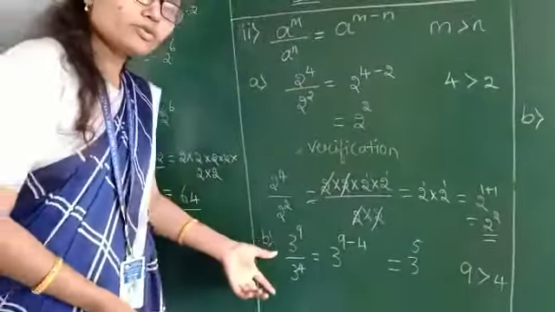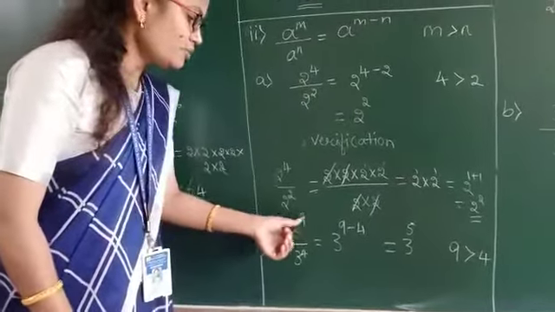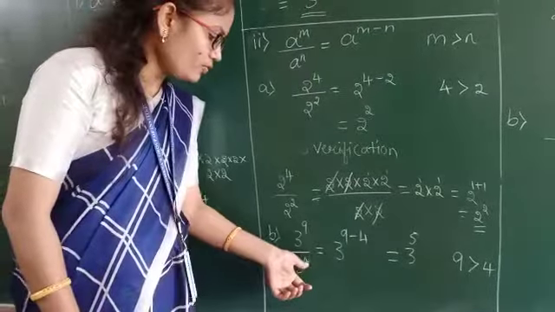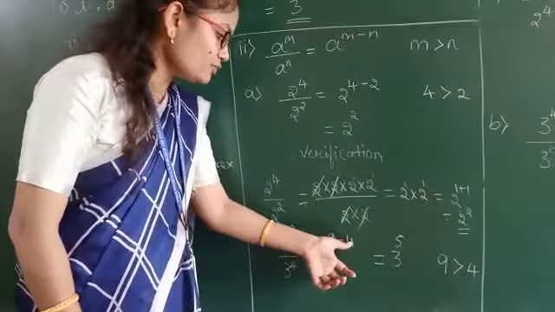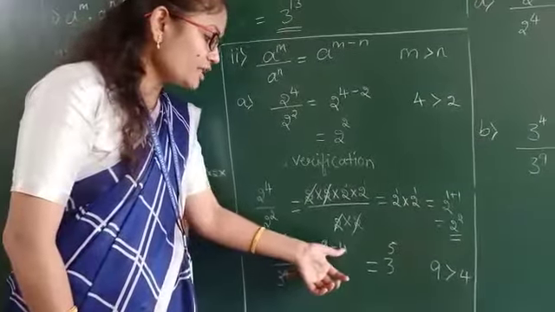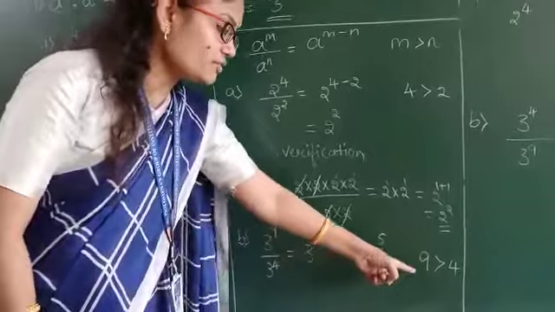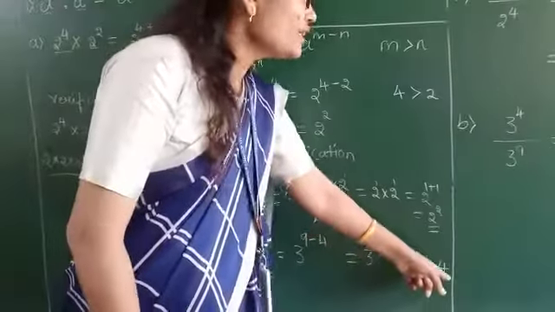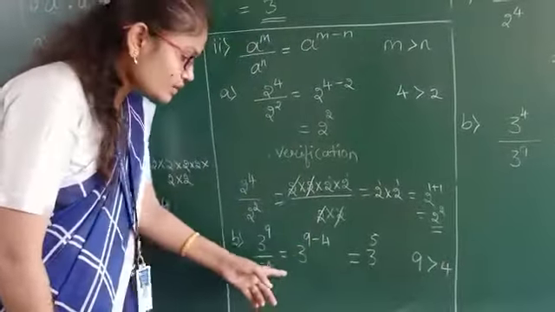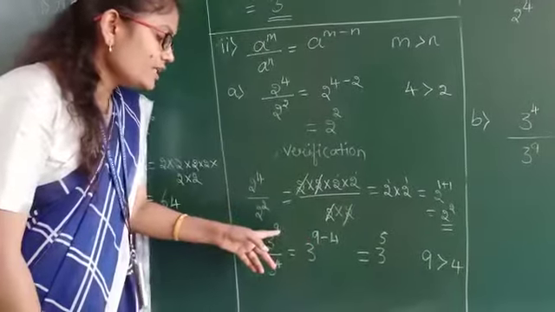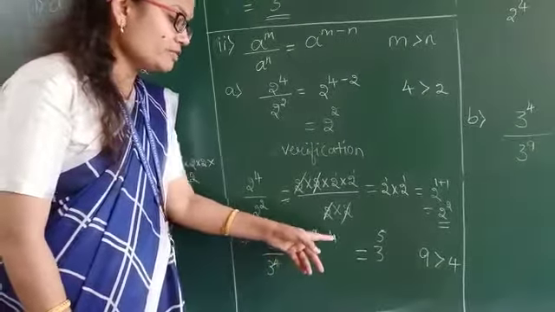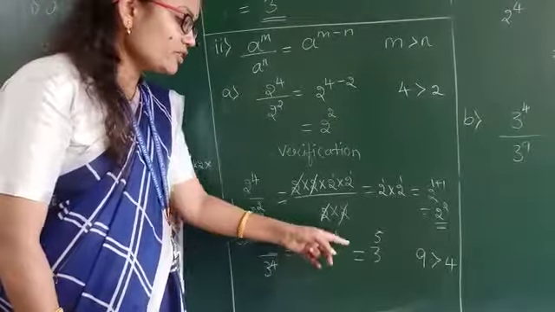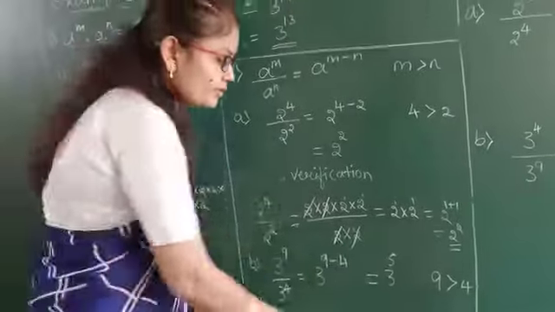In the same way, I am going to take one more example. See, 3 to the power of 9 divided by 3 to the power of 4 is equal to 3 to the power of 9 minus 4. We have to observe first thing: whether m is greater than n or not. Then only we can apply this one. Here, m is greater than n, so we can take it as 3 to the power of 9 minus 4, which is nothing but 3 to the power of 5.